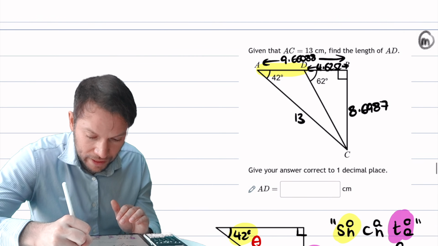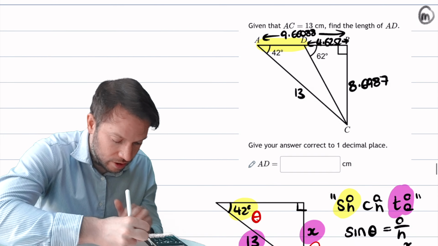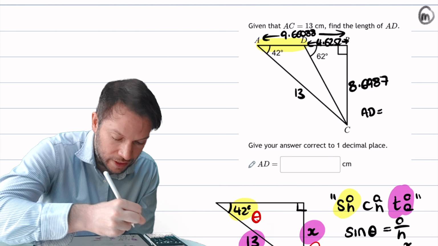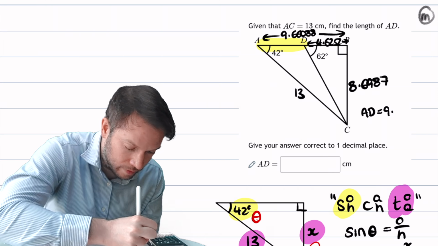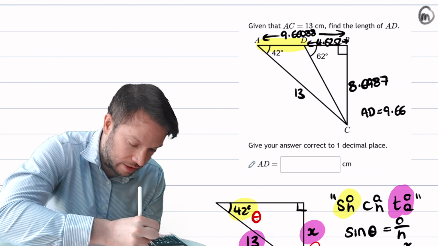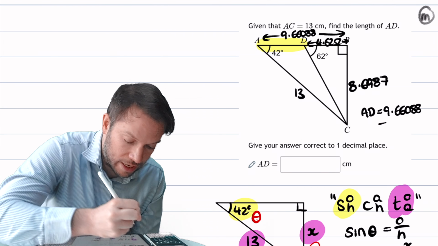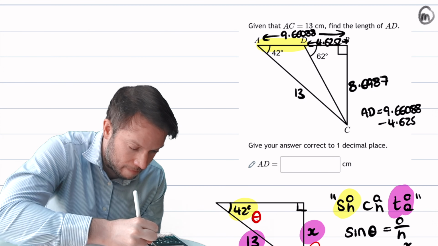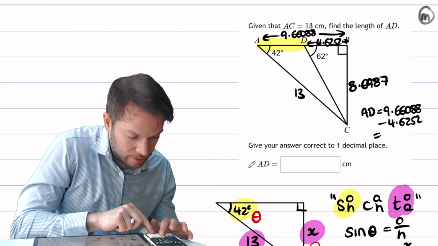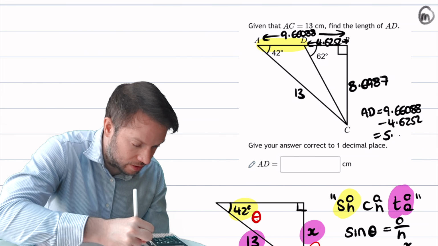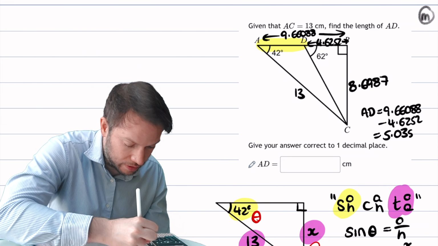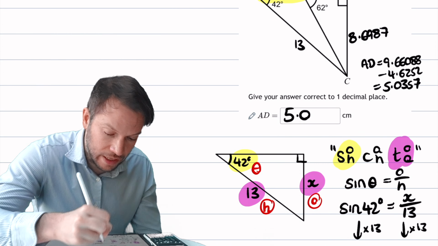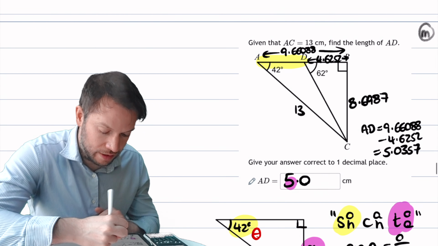I'll run out of space at the bottom, so I'm just going to do it at the top. That's AD, our length of interest, is the longer length, the whole length horizontally, 9.66088, and subtract the 4.6252. Let's do that. And that gives you 5.0357. And it wants it to one decimal place, so it's just 5.0 centimeters. And that is the final answer.